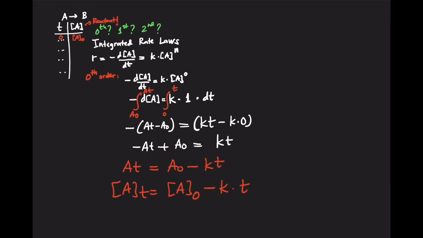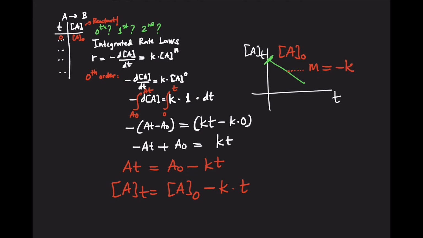Therefore, if we plot the concentration of A against time, we will get a line that goes downward. So something like this. Here, at the intersection of the y-axis, we will get the value of A0, while the gradient, or the m, will be equal to minus k.